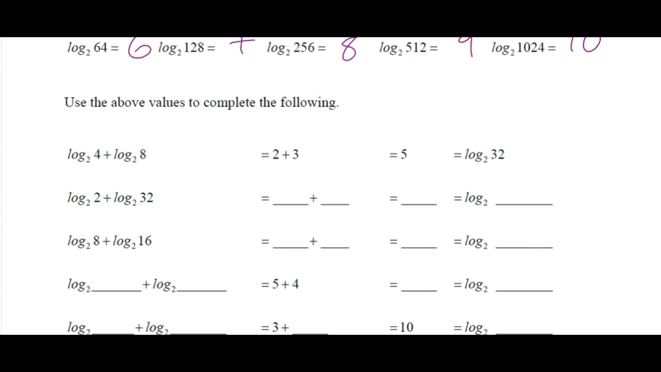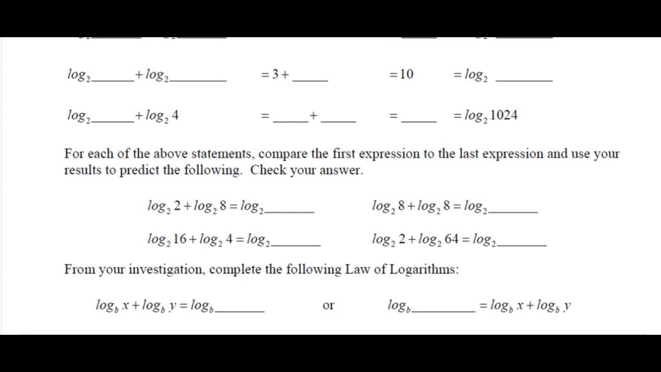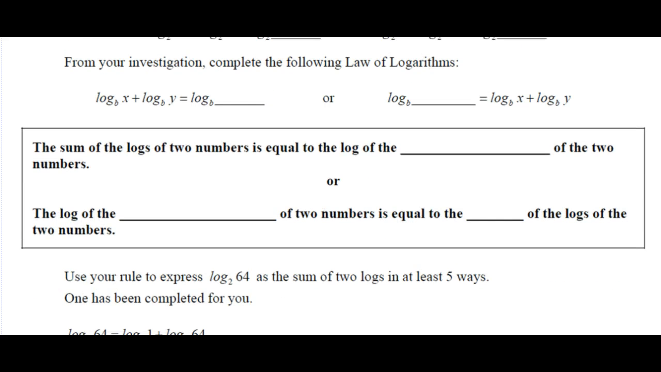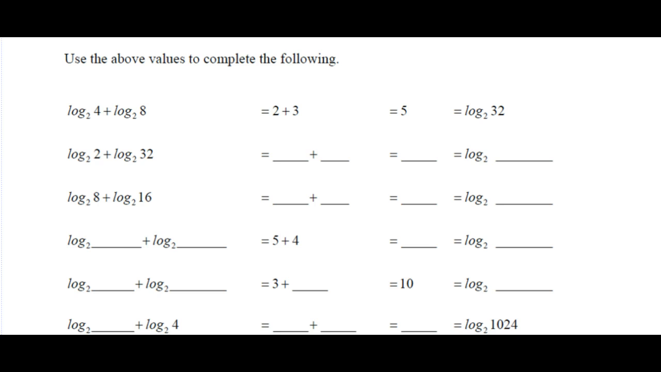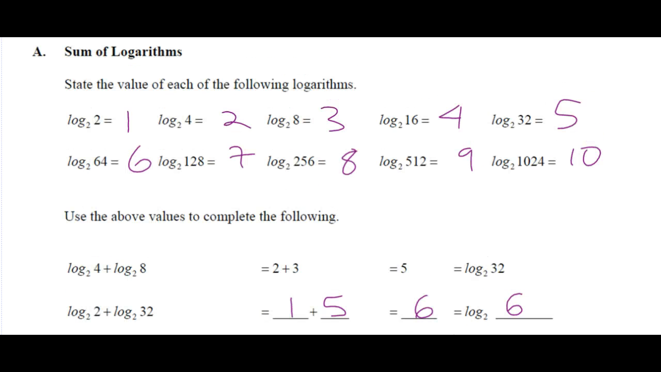So what I want you to do is, using that table above, fill in this table, check these statements, and come up with the sum of the logs of two numbers. Okay? Let's just do this line here. What's log base 2 of 2? 1. What's log base 2 of 32? 5. What's 1 plus 5? 6. 6 is equal to log base 2 of what number? You just have to look up here, right? 6 is log base 2 of 64.